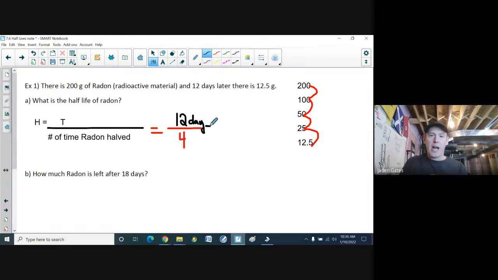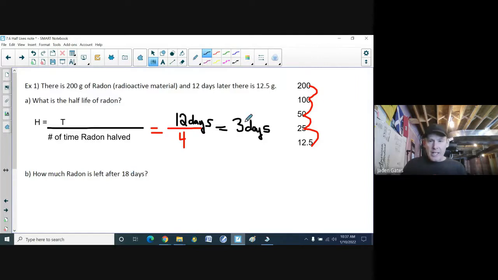And so I get my half-life to be 12 divided by 4, and we're in days. It looks like it takes 3 days for this material to cut in half. Okay, we get to B. How much radon is left after 18 days?